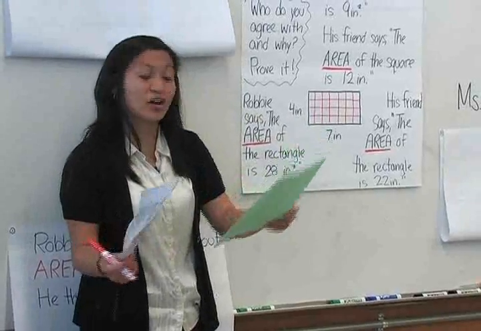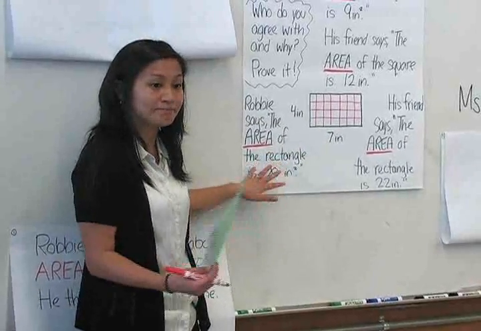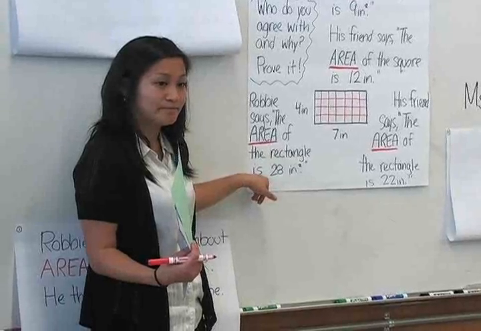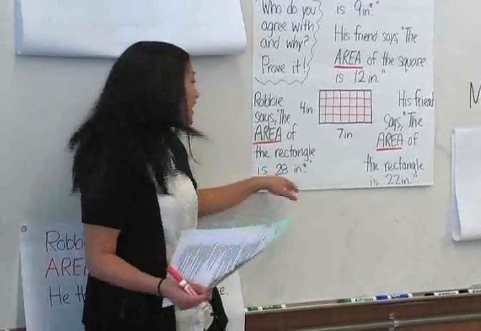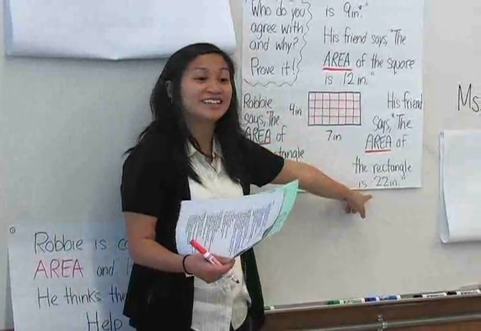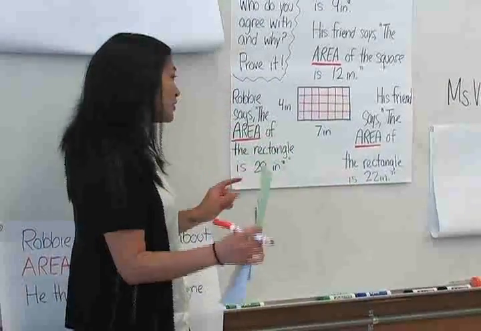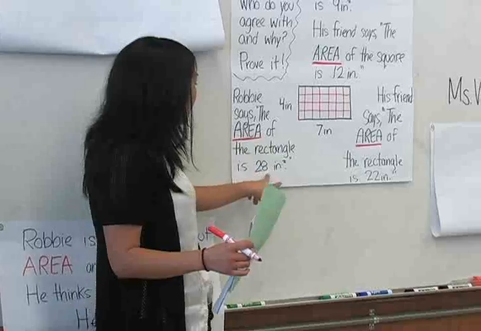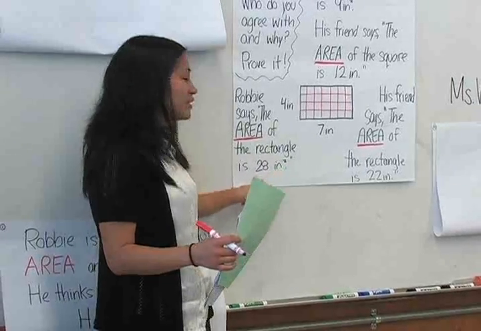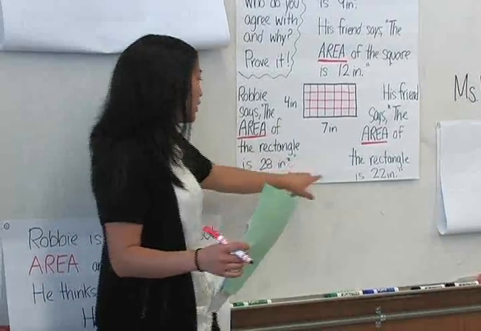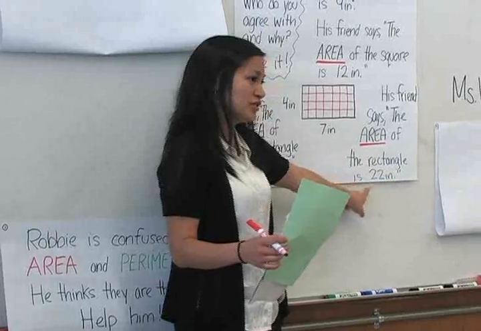Okay. Carl. Robbie, why? It's supposed to be 28, and instead his friend said 22. Okay, before we move on, there's something that I saw while walking around: Robbie said 28 inches squared, whereas his friend said 22 inches, okay?